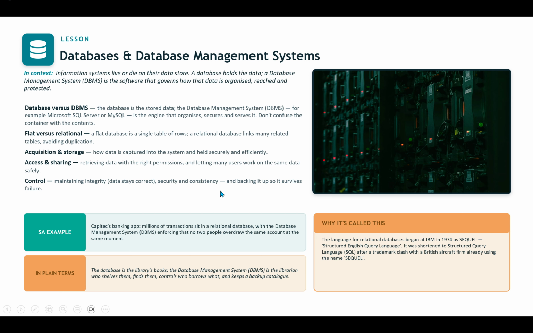In plain terms, the database is the library's books. The database management system is the librarian who shelves them. So they are able to shelve them, find them, control who borrows what, and keep a backup catalog. Why is it called this, you might ask?